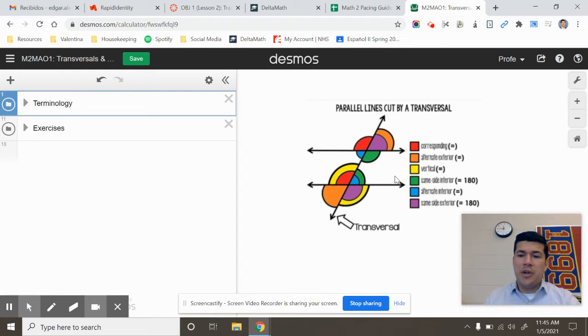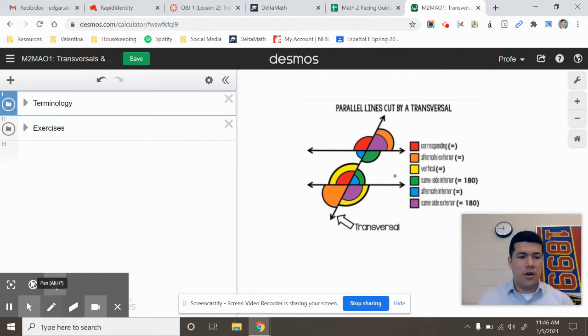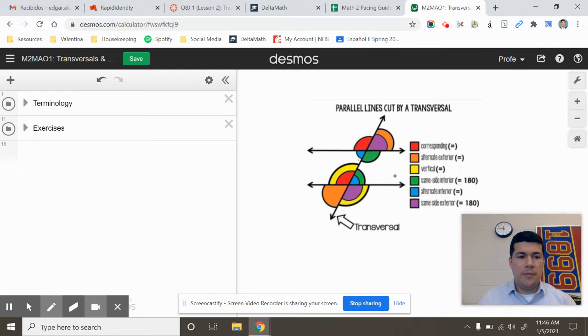Hey guys, today we're going to progress beyond intersecting lines to a more specific type of intersecting lines, which is parallel lines intersected by a transversal. All right. So to get our vocabulary right, this guy right here is a transversal, the slanted line right there. That's a transversal.